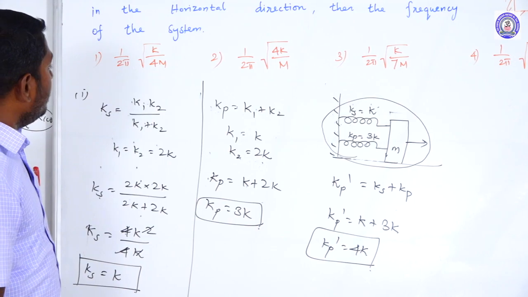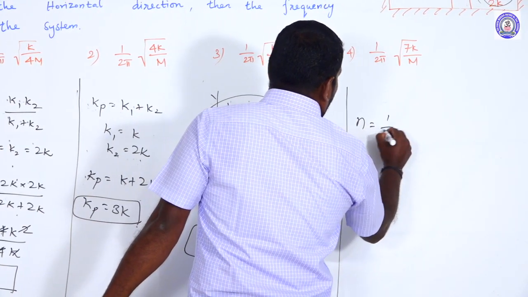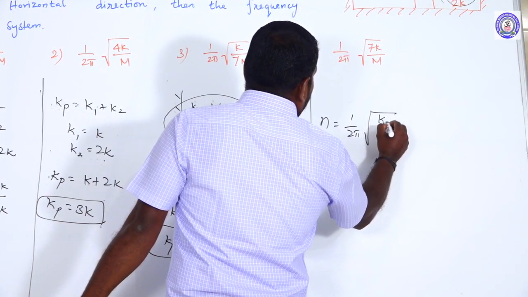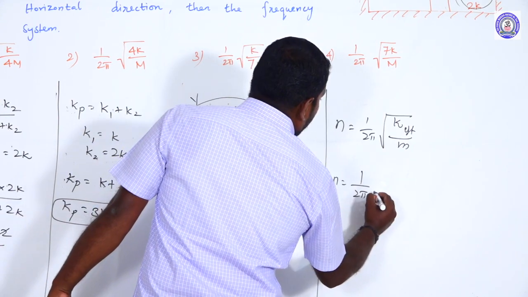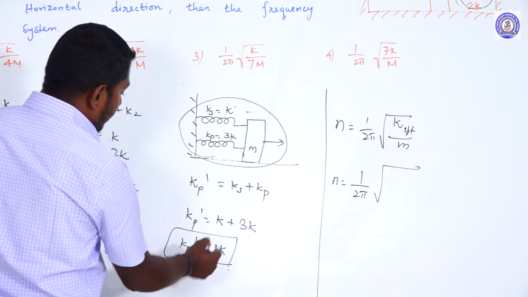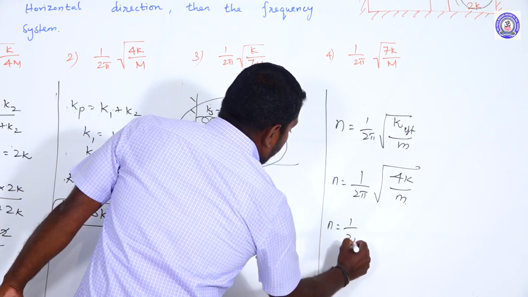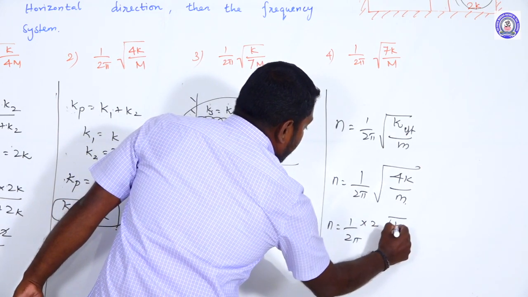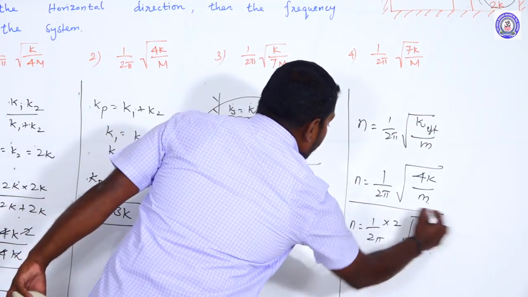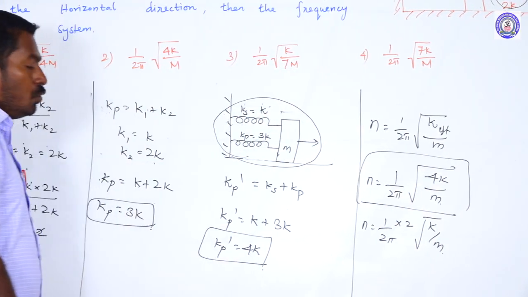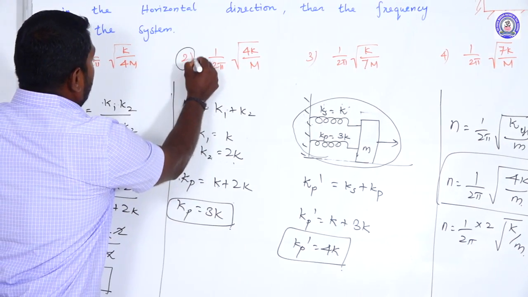Then what happens? Frequency of the system. Then frequency formula n is equal to 1 divided by 2 pi square root of k effective divided by M. N is equal to 1 divided by 2 pi square root of effective spring constant in this configuration 4k divided by M. Then n is equal to 1 divided by 2 pi into 2 root k divided by M. Frequency of oscillation in this configuration n is equal to 1 divided by 2 pi square root of 4k divided by M. Right choice, second.